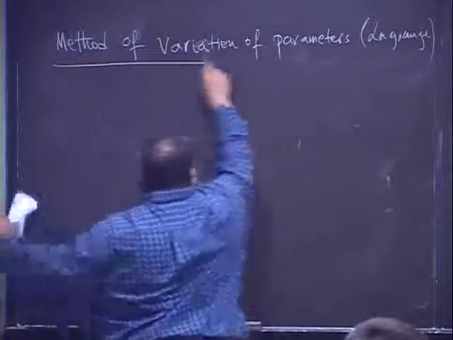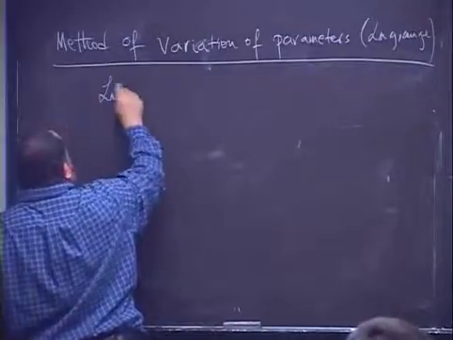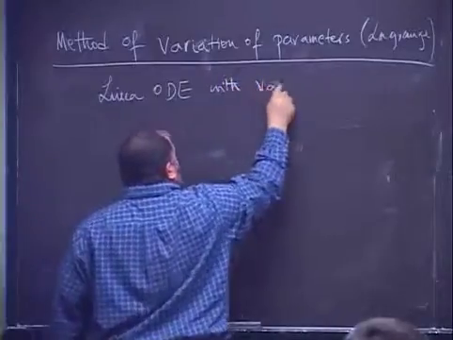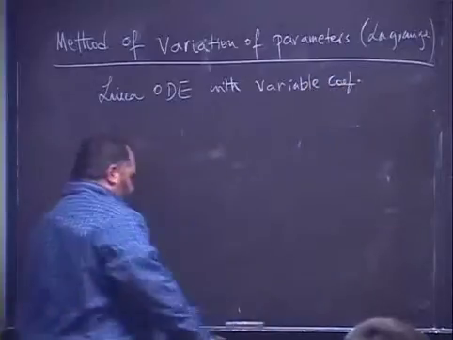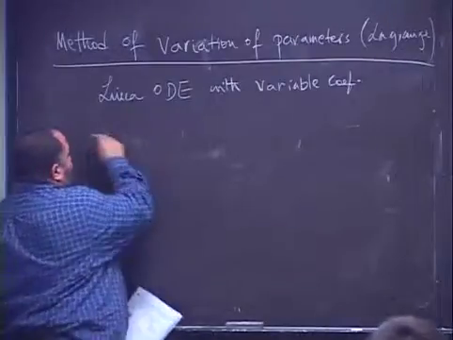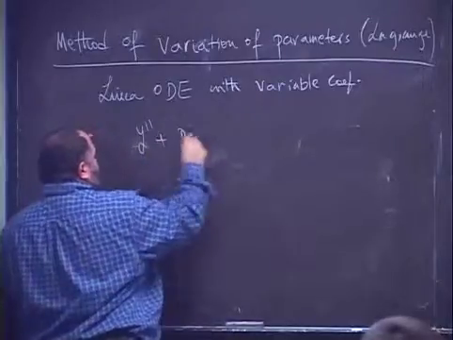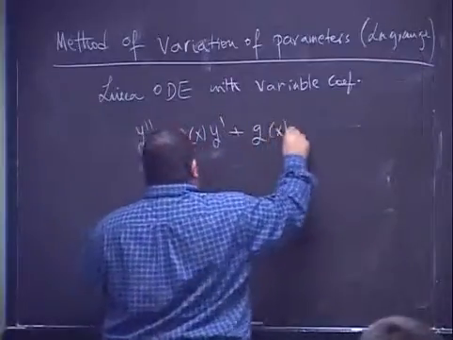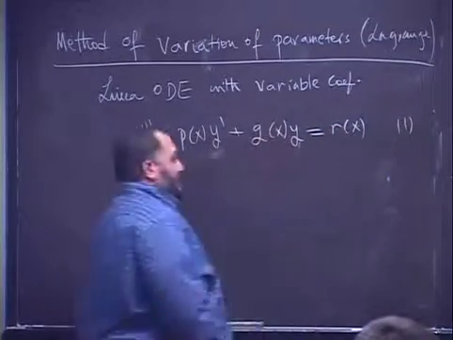Lagrange. And this is for linear ODE with variable coefficient. So let's assume we have a variable coefficient second order differential equation in the form y double prime plus p of x y prime plus g of x y equal to r of x, and this is equation number 1.